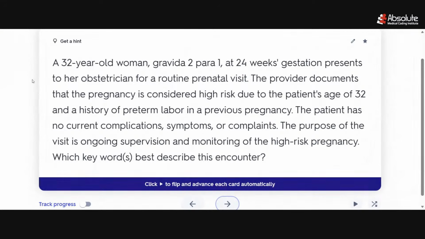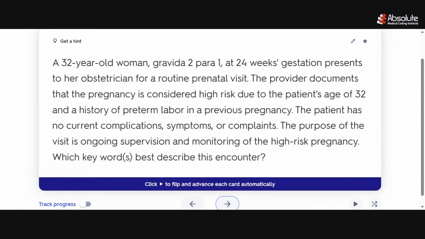So a 32-year-old woman gravida 2 para 1 at 24 weeks gestation presents to her obstetrician for a routine prenatal visit. The provider documents that the pregnancy is considered high risk due to the patient's age of 32 and a history of preterm labor in a previous pregnancy. The patient has no current complications, symptoms, or complaints. The purpose of the visit is ongoing supervision and monitoring of the high-risk pregnancy.